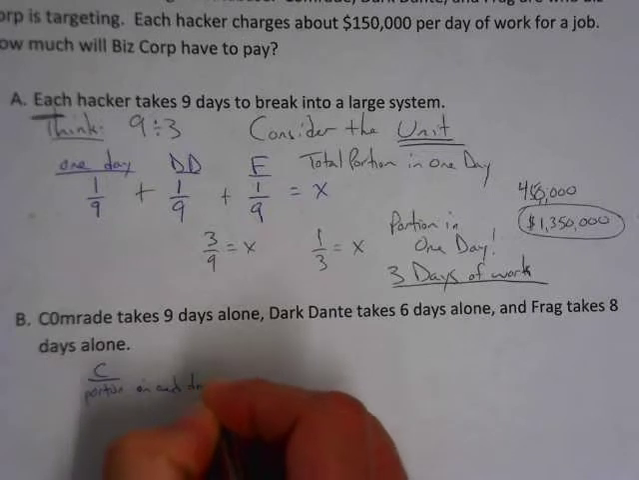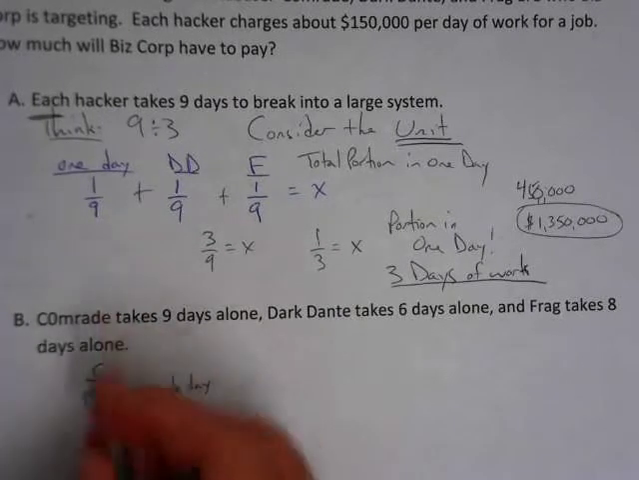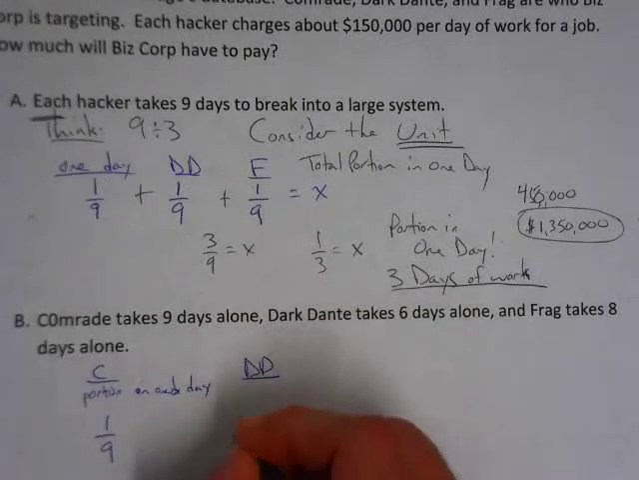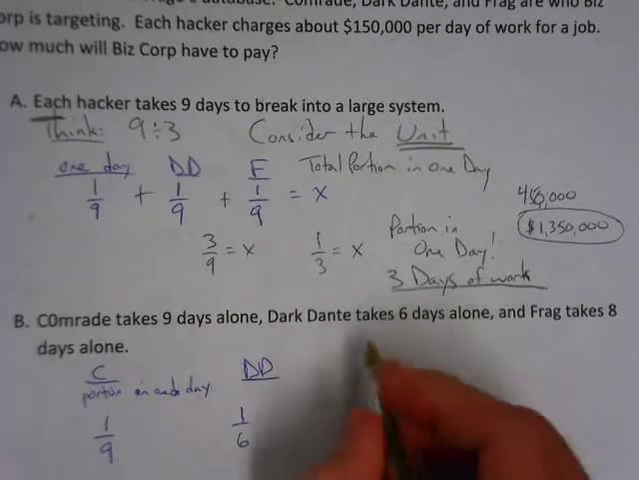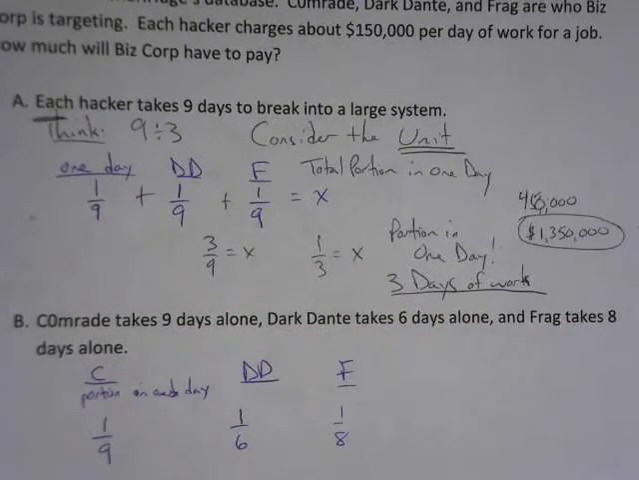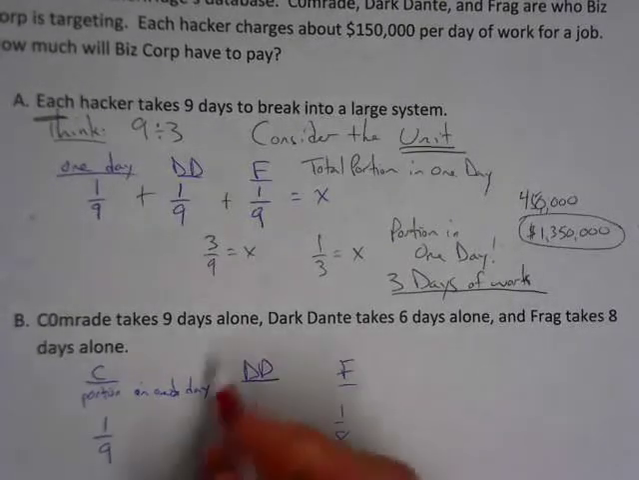Let me spell day correctly. So Comrade's portion in 1 day would be 1/9. Dark Dante's portion in 1 day would be 1/6. And then Frag's portion in 1 day would be 1/8. Okay, so now their portions are different. Okay, so this is what we're going to consider.